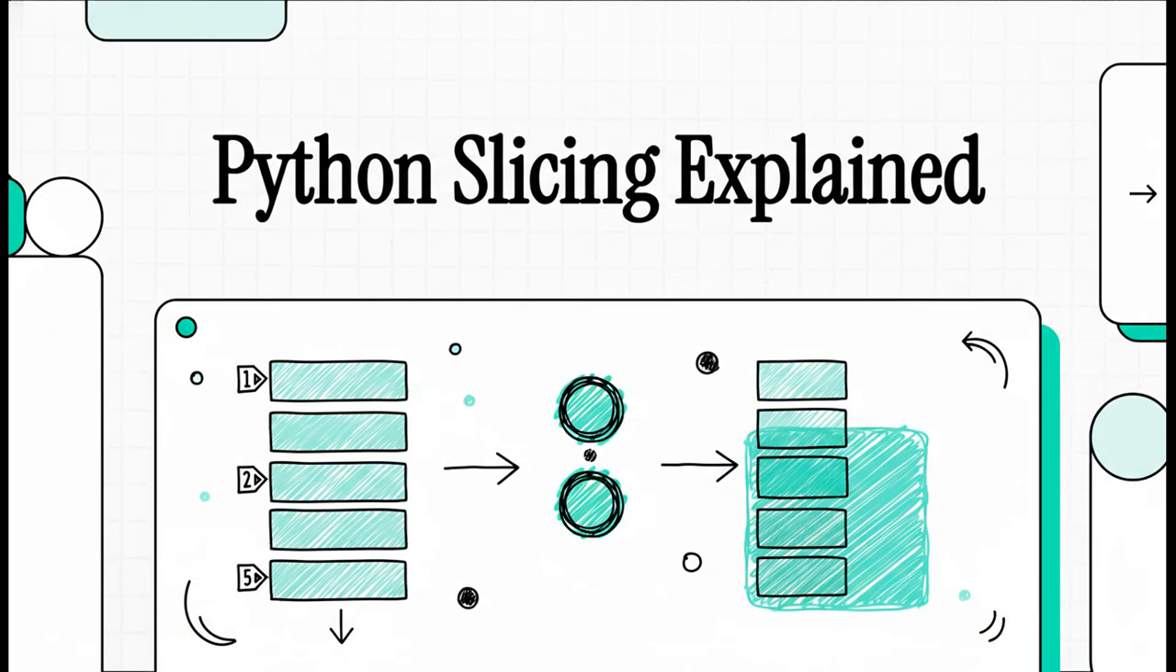Have you ever been working in Python and you've got this massive list, but you only really need a small piece of it? Well, there's a super clean, super elegant way to handle that, and it's called list slicing. So let's break down how this awesome feature can make your code way more efficient.